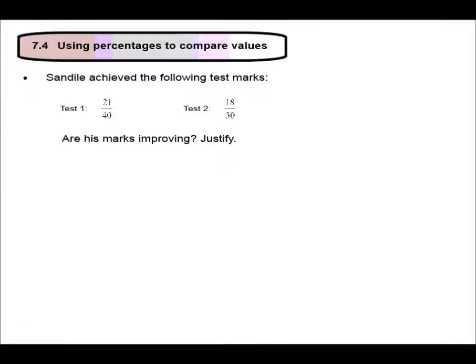Sandili achieved the following test marks: 21 out of 40 and 18 out of 30. Are his marks improving? Well, it's very difficult to see from these values. So a good way of having a look at improvement or decrease in marks is by changing these values to a percentage. So how do we change to a percentage? We multiply by 100%.